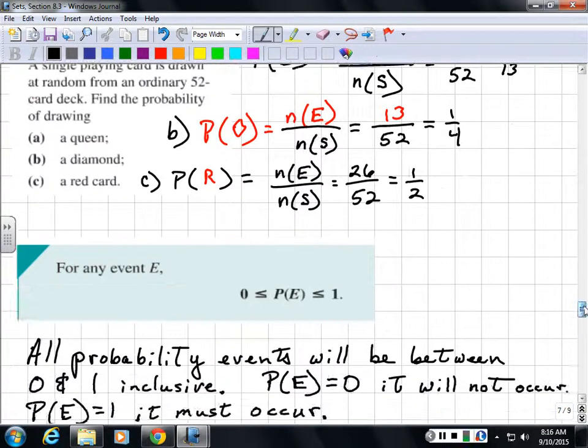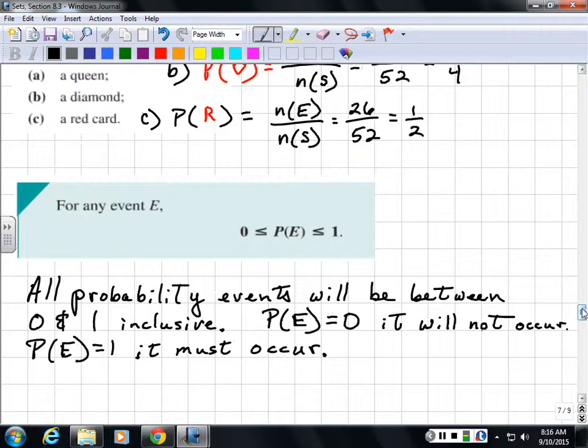Now, does anybody have any questions about what I just did? Okay, for any event E, you will read that as 0 is less than or equal to the probability of E less than or equal to 1.